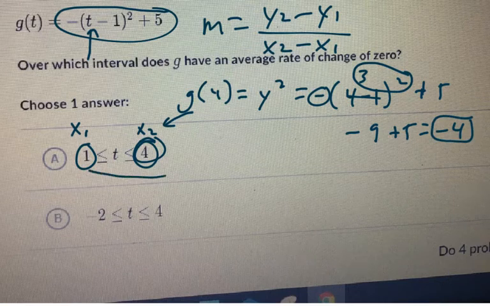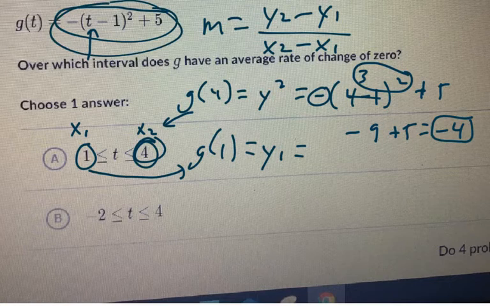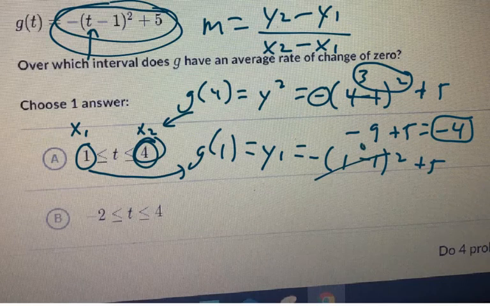Now what we're going to do next is do g of 1 and see what happens there. So g of 1 is going to be my y1 in this case. And again, I'm going to plug 1 right in there. So I got negative of 1 minus 1 squared plus 5. Well, 1 minus 1 is 0. Squared and negative still 0. So 0 plus 5 is 5.